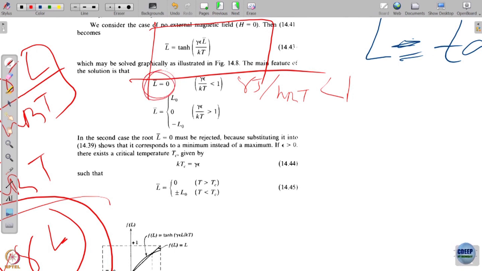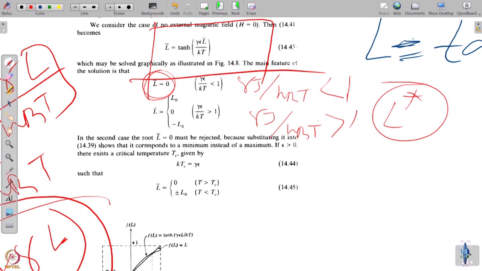L average, which is the maximum term. Actually, I prefer to call it L star, but that is okay. The only solution is that the magnetization is 0. So, this is a random system, where the number of plus spins, up spins, is the same as the number of down spins. However, a solution appears when you go to lower temperature. When gamma j by k_B T is greater than 1, the temperature is small, then actually two solutions appear, one for up spins and one for down spins.